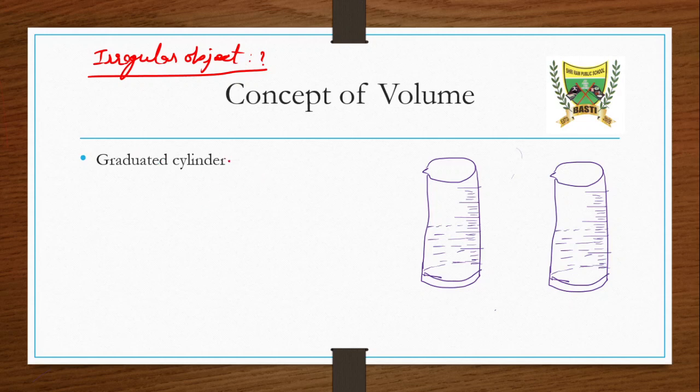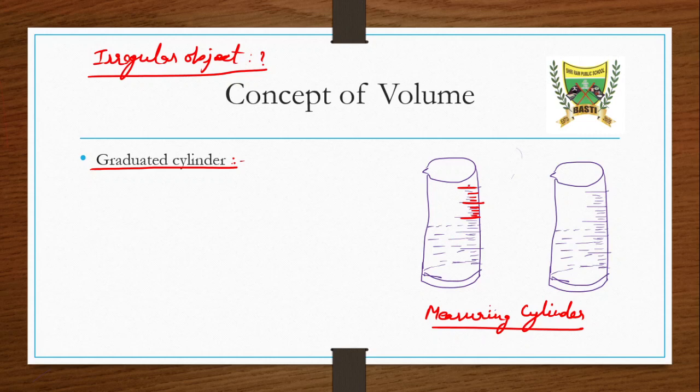So let's see. For this purpose we use an instrument that is known as a graduated cylinder or measuring cylinder. What is this measuring cylinder? This is a cylindrical shape which is transparent, made up of glass or transparent plastic, and on one side of the glass there are markings like this.